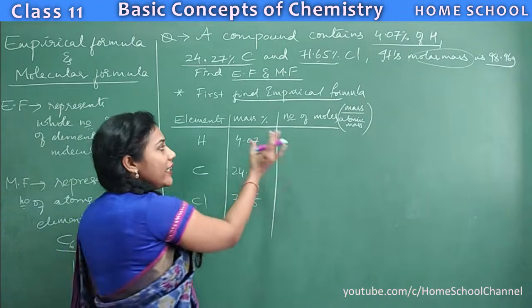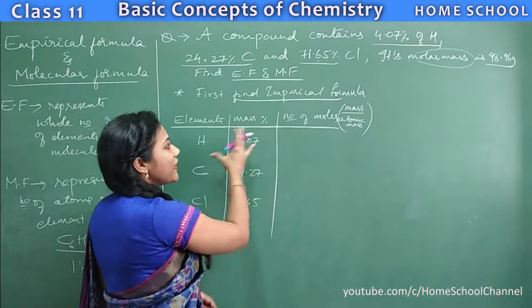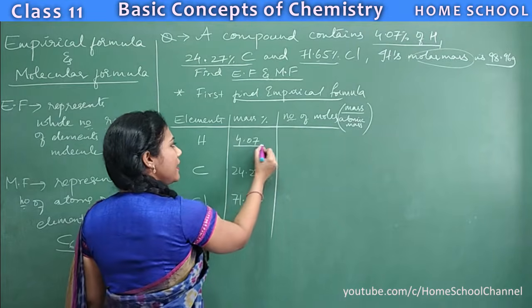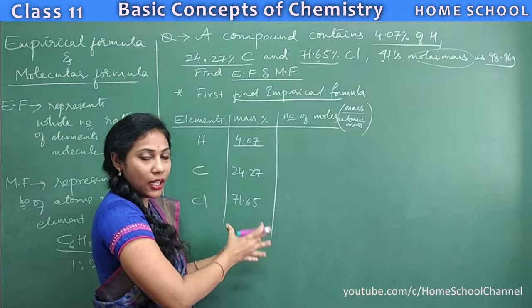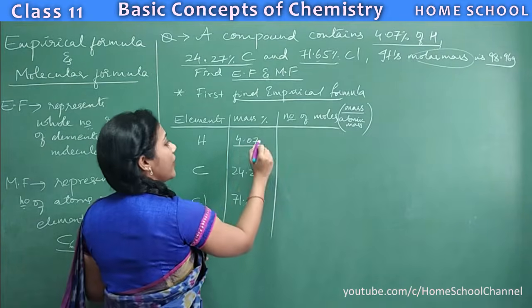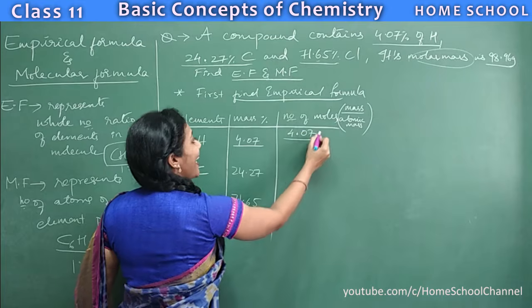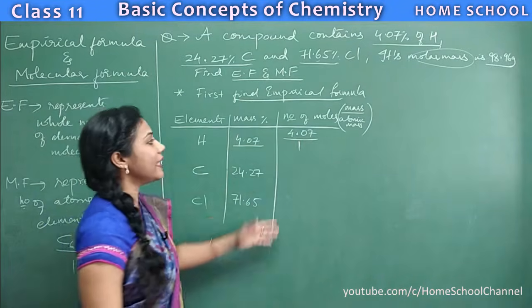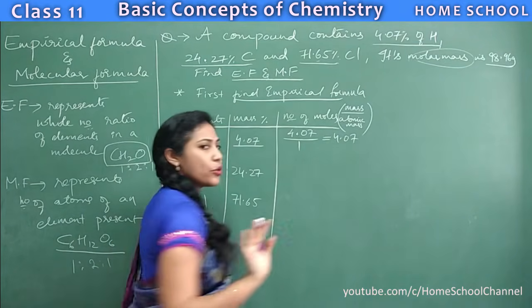Now we are calculating the number of moles of hydrogen atoms. For that the formula is mass by atomic mass. What mass will you consider? This one only. Whatever mass percentages they have mentioned in the question, that's what you have to consider. So mass is 4.07 and atomic mass of hydrogen is 1. So this is the calculation you must do. What do you get here? 4.07 moles.